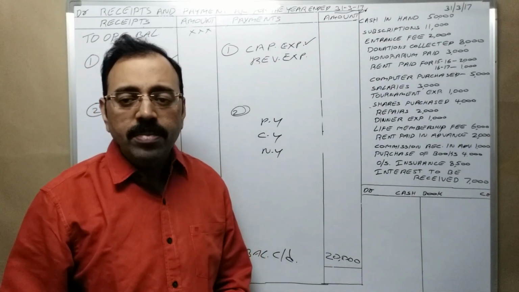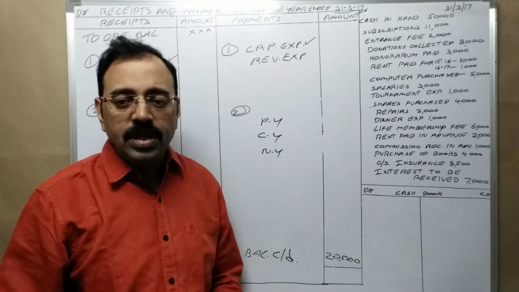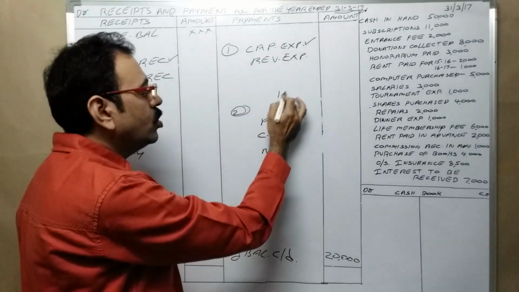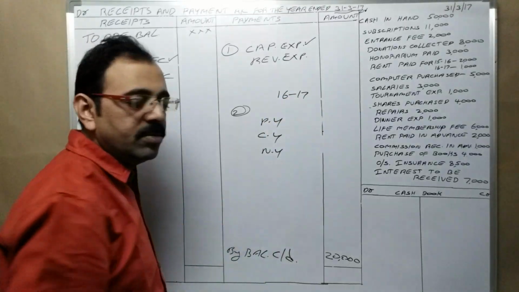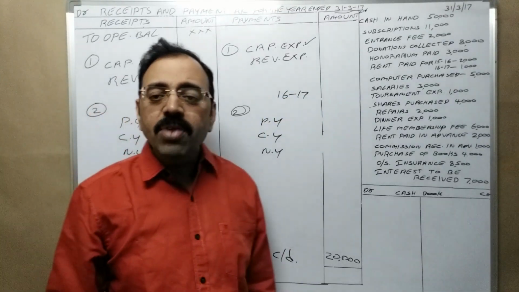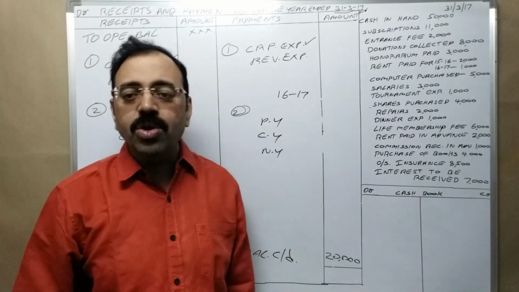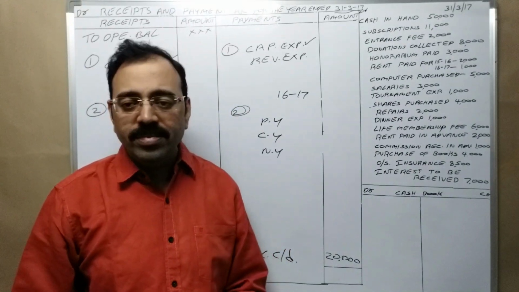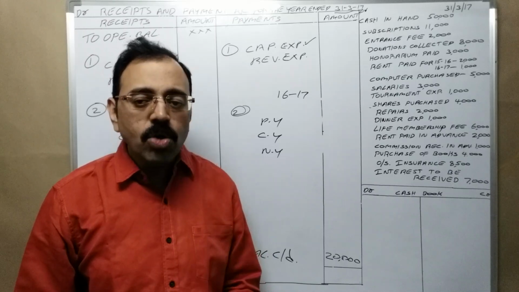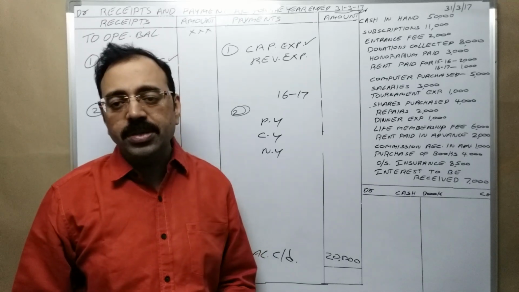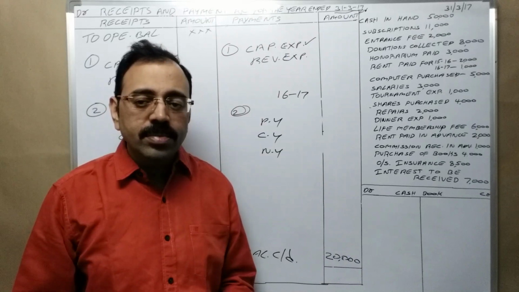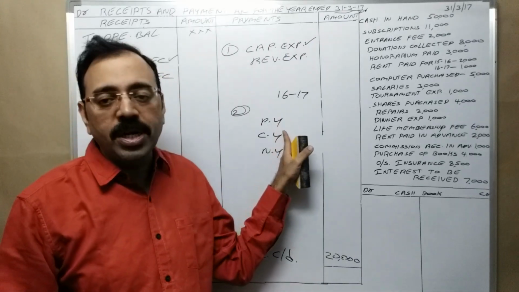For example, take salaries. In current year, what is the current year? 2016-17. In current year, we should pay 5,000 rupees. We paid in current year only. So current year salary is how much? 5,000 rupees. And in which year we paid? Current year only. So it comes in receipts and payments account.